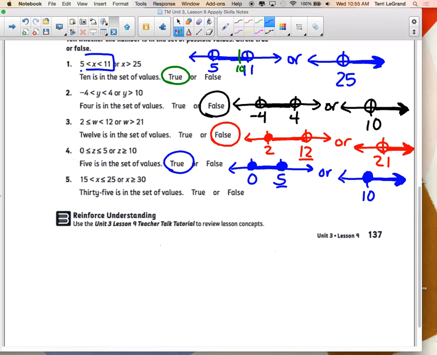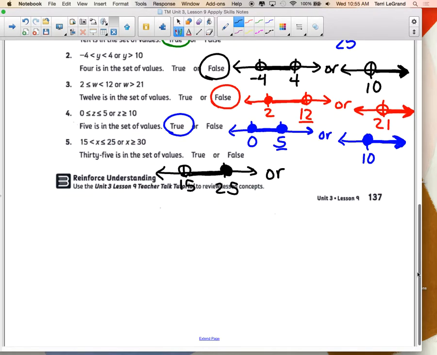Okay, and one more. Notice something about this one. Sometimes we just automatically think either both endpoints will be open or both will be shaded, but in this last one, that's not the case.